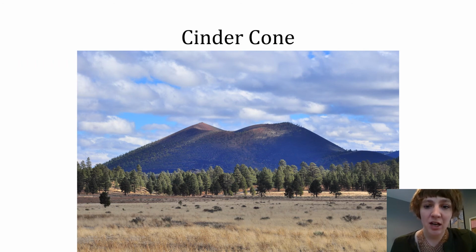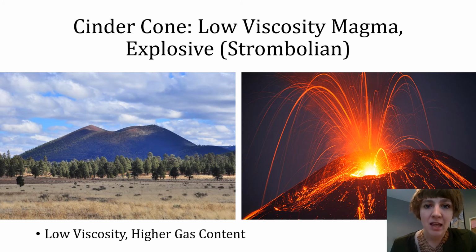Cinder cones are much, much smaller than either shield or composite volcanoes. They're so small that they can actually grow on the sides of both composite volcanoes and shield volcanoes. These are typically quite conical features. They have these large summit craters. Okay, so you'll have a fairly conical depression up here at the top. They are most often created by successive Strombolian eruptions over a period of just a few days.